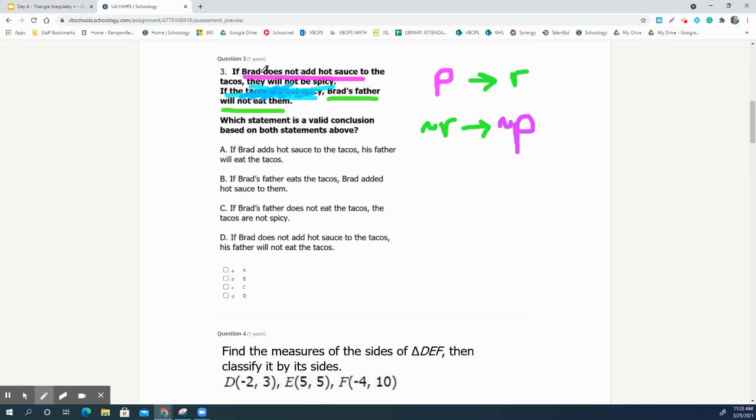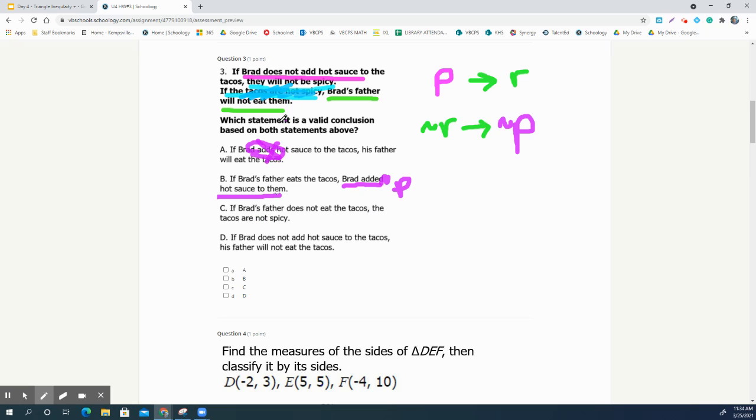Either Brad does not add hot sauce needs to be at the beginning, or it needs to be negated at the end. So Brad does not add hot sauce. Brad adds hot sauce. The negation can't be at the beginning, so that's not right. Brad added hot sauce to them. So Brad did not add hot sauce, and he did add hot sauce. This is the P that's been negated because I took out the not. Tricky, tricky, tricky. Then the Brad's father does not eat the tacos.